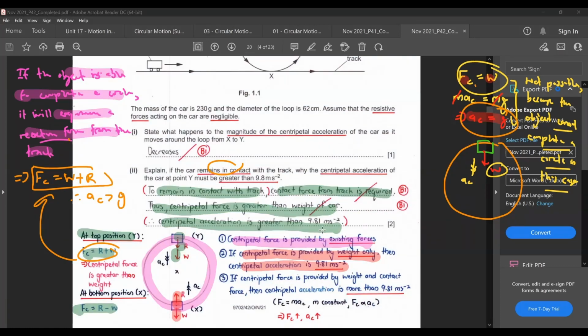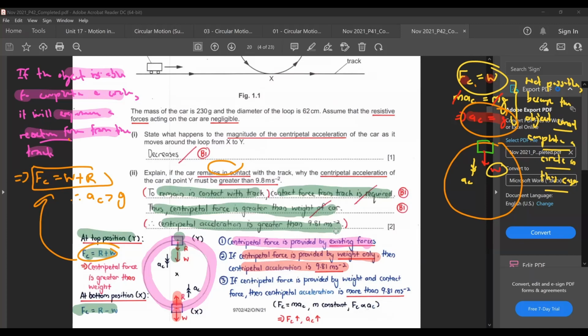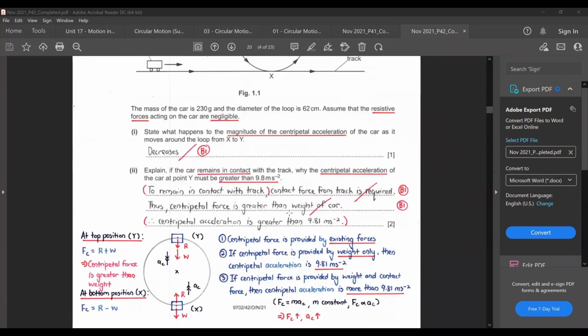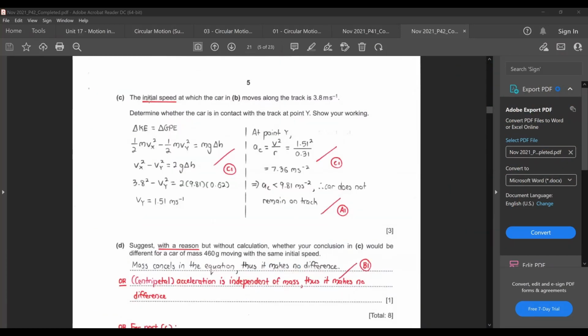So just bear this in mind first. Your car right now is able to complete the circle, it remains in contact with the track, but to be able to do so, its centripetal acceleration must be more than 9.81 meters per second squared. So the next part is where they ask you about this. They actually want to make use of this information that you've just deduced. They tell you the initial speed at which the car in B moves along the track is 3.8 meters per second. Determine whether the car will be in contact with the track at point Y.